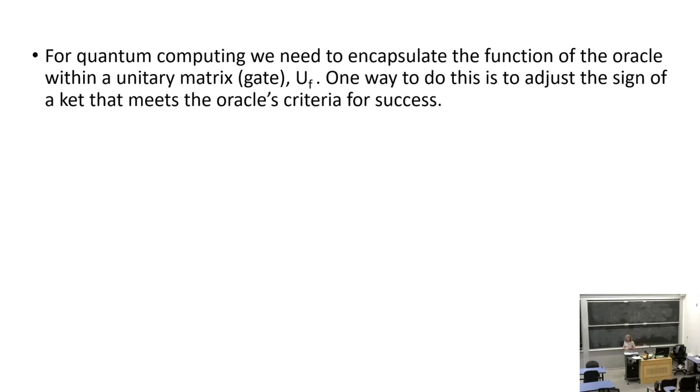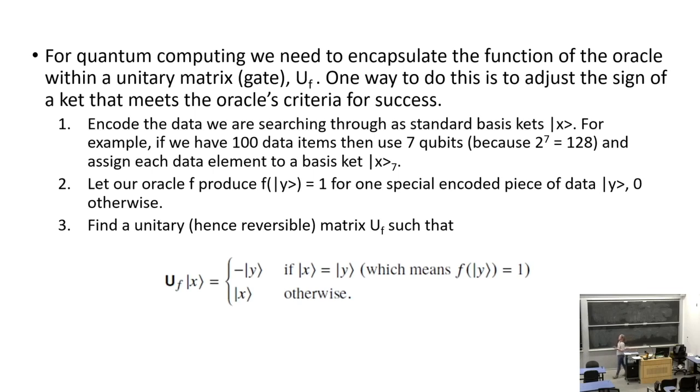So we're primarily interested in the action of the oracle on our standard basis kets. In practice for quantum computing, we need to encapsulate the function of the oracle within a unitary matrix or gate somehow. And one way that we can do that is just to adjust the sign of a ket that meets the oracle's criteria for success. So let's look at what that might be like. I'm going to encode the data we're searching through as standard basis kets, X. If we have 100 data items, then we could use 7 qubits to do this, because 2 to the 7 is 128. And we're going to assign each data element to one of our basis kets.